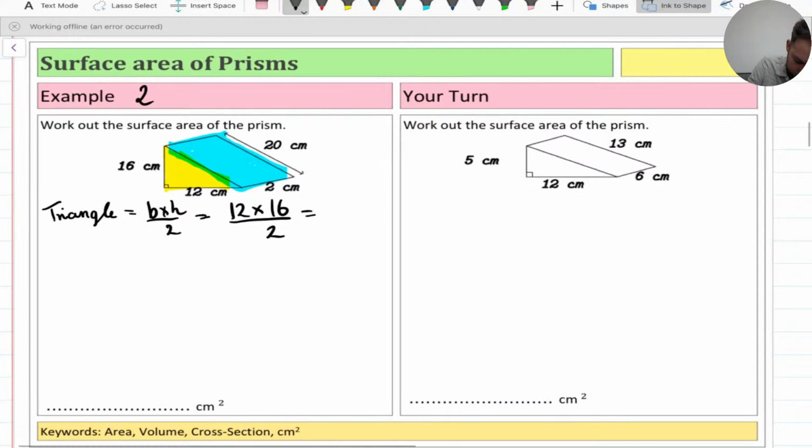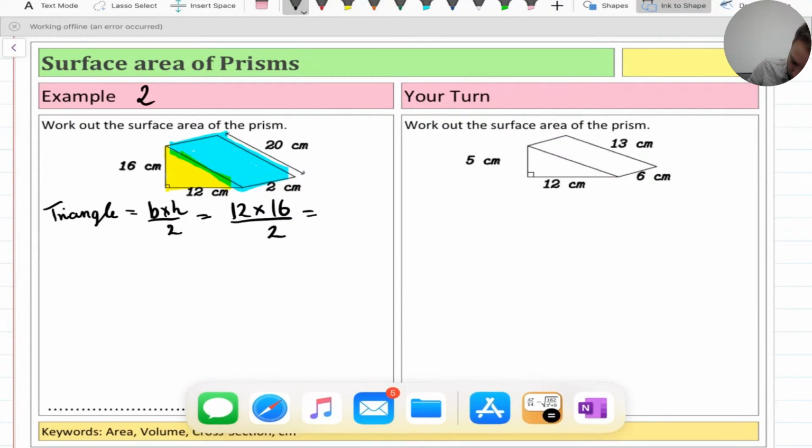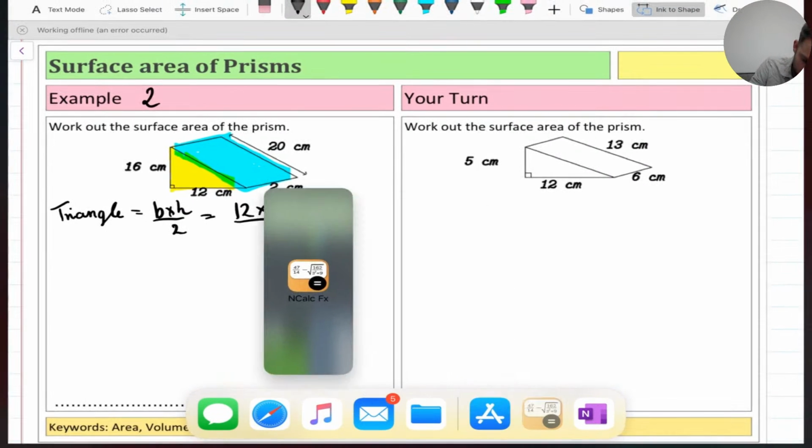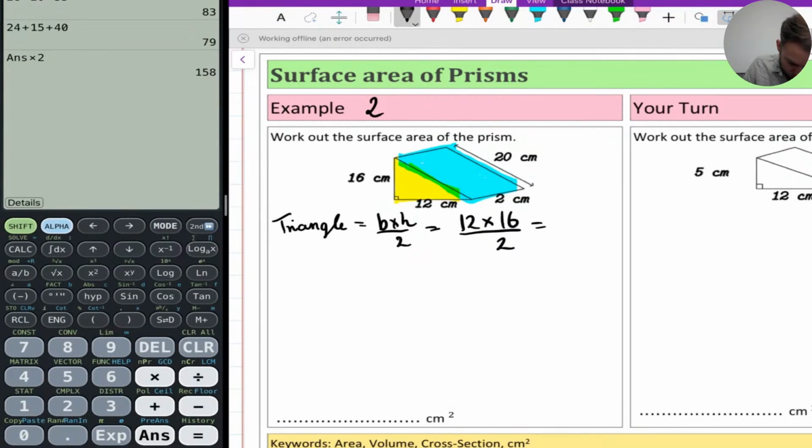So let's do that. So let's write down fraction button first, 12 times by 16, all divided by 2, is equal to 96 centimeters squared. So that's for the triangle. Now there are 2 triangles. I'm going to highlight a yellow just so you know it's the yellow triangle. The next one I'm going to do is the blue diagonal.